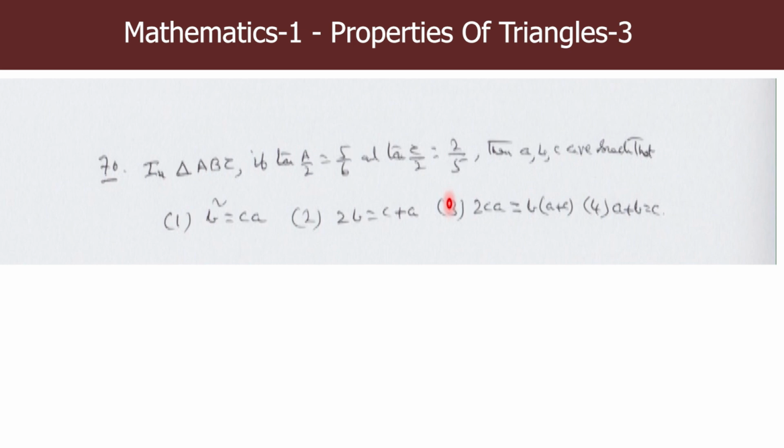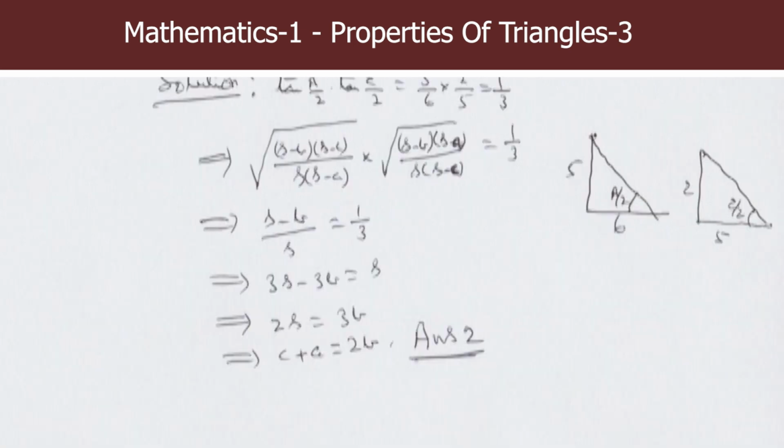Now by hypothesis, tan A/2 into tan C/2 is 5/6 into 2/5, which is equal to 1/3. So now use the formula for tan A/2 and tan B/2 in terms of sides, that means square root of (s minus a)(s minus b) by s(s minus c). If you use that formula, then you get square root of (s minus b)(s minus c) by s(s minus a) into square root of (s minus b)(s minus a) by s(s minus c), which is equal to 1/3.